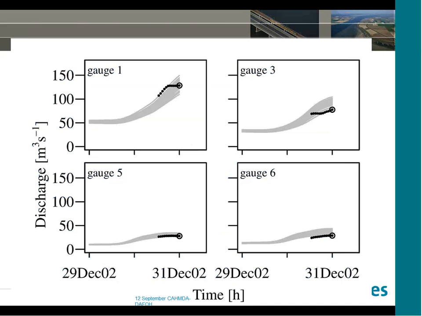Here are the gauges that I already mentioned. 1 is the outlet, 3 is somewhere in the middle, and 5 and 6 are the 2 tributaries. If you look here, the gray band is an ensemble open loop run. These are the observations. For gauge 1, you see that the model is somewhat too dry and should move up a little bit to describe the measurements, except at the end of the run, where it's in the middle. For gauge 3, the ensemble is somewhat too high, and for gauges 5 and 6, you also see that the ensemble is relatively high and should maybe be brought down.